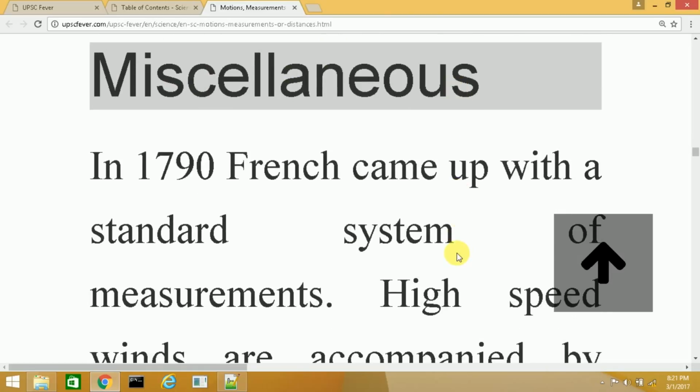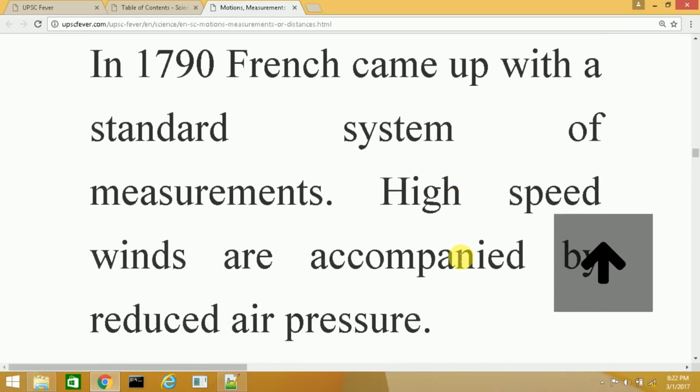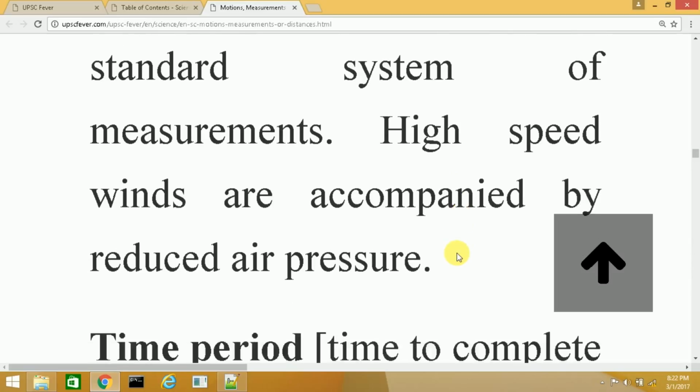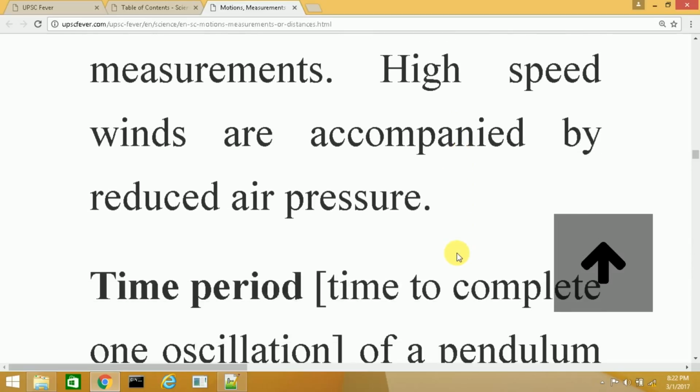Certain miscellaneous facts have been given. First is, it was the French who first came up with the system for measuring standards for measurements. High speed winds, which are usually seen in cyclones and hurricanes, are accompanied by lowering of air pressure. And this phenomenon can also be studied in a very fancy way. Say you have taken an open water bottle and blow air into it and place a small paper ball on the opening of that bottle. When you blow the air into that bottle, the paper ball does not fall out because of low pressure.